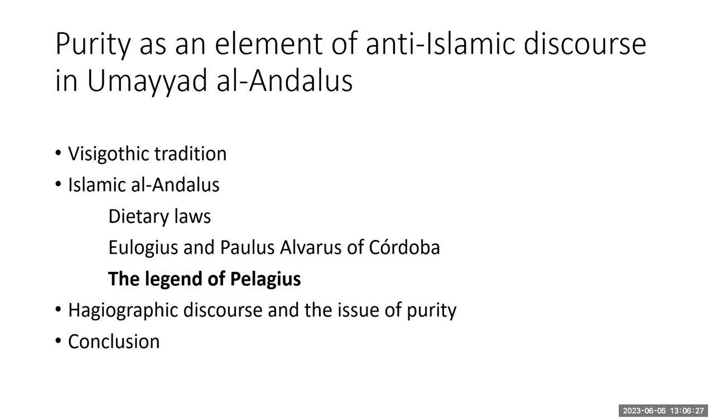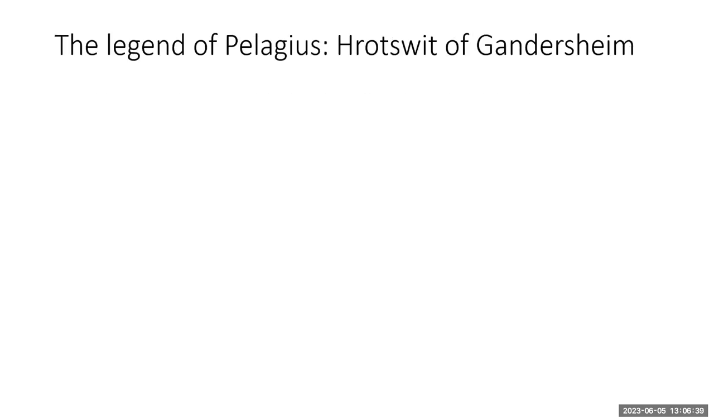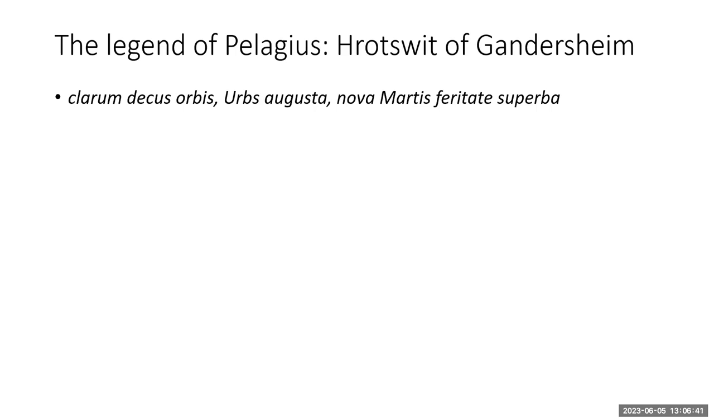According to the legend, the Christian boy is sent as a hostage from Galicia to the court of Caliph Abd al-Rahman III of Córdoba, described by Hrotsvit as "clarum decus orbis, Urbs Augusta Nova Martis Veritatis Superba." So the city of Córdoba is the ornament of the world, as it says in another place, an august imperial city, and it is superb by the new ferocity of Mars, the god of war, of course.